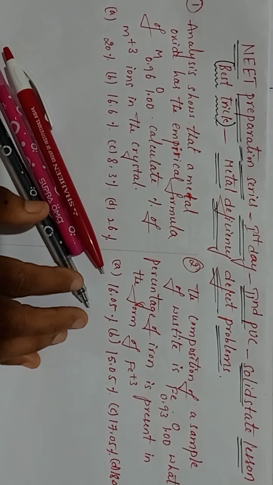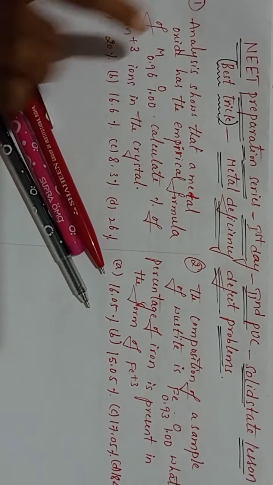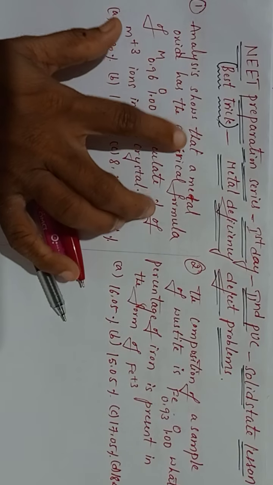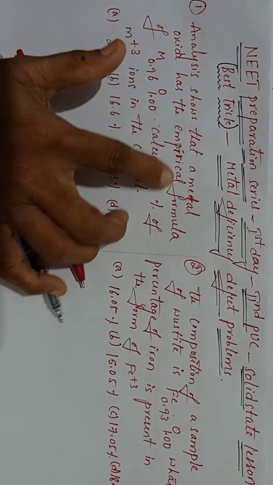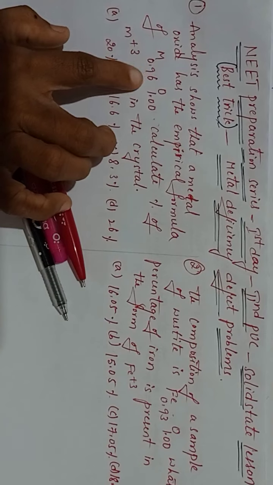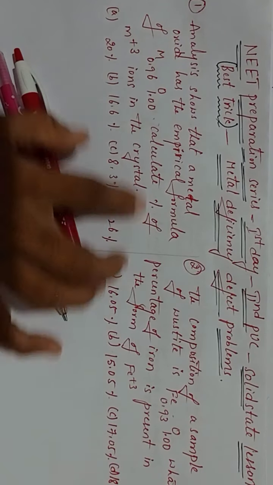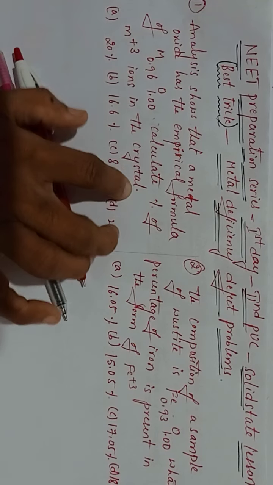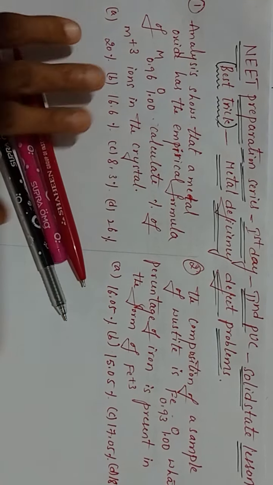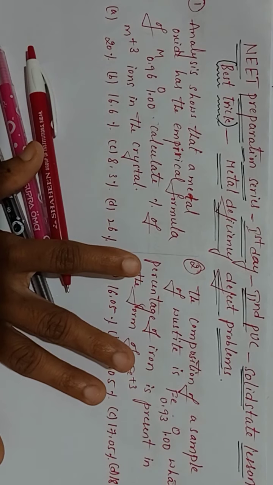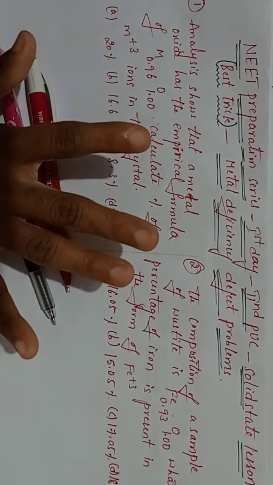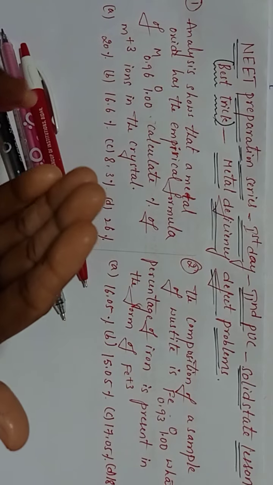Now see here the first question: analysis shows that a metal oxide has the empirical formula M0.96, oxygen 1.00. Calculate the percentage of M plus 3 ions in the crystal. Four options are given. This type of problem is very important, students. These are previous year questions.